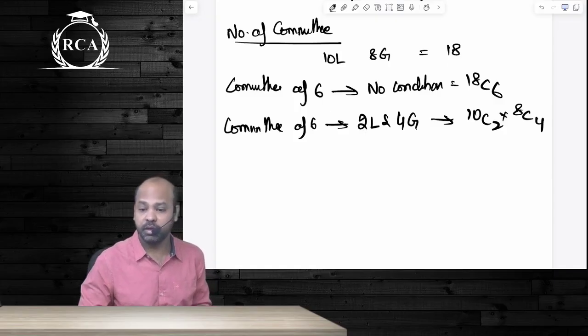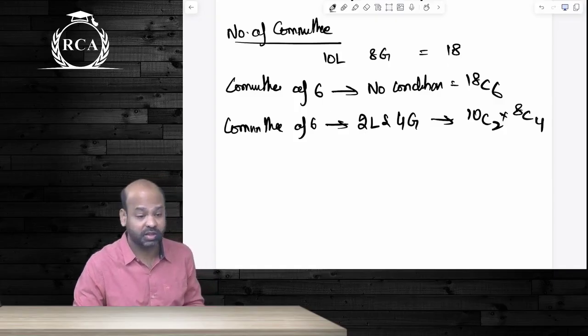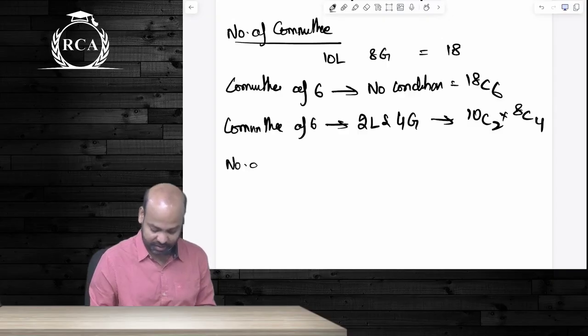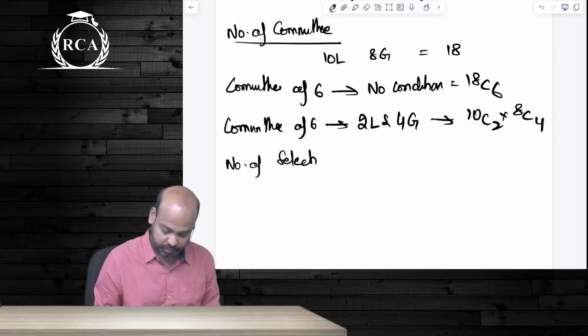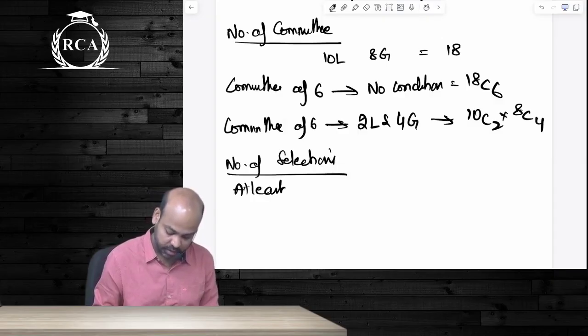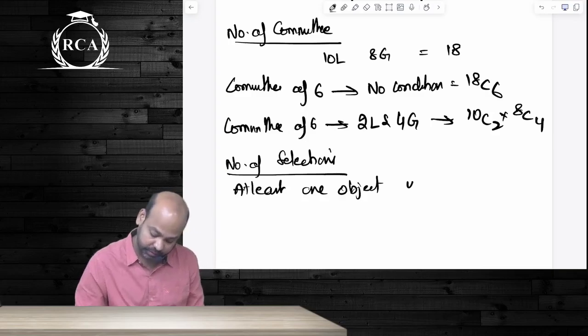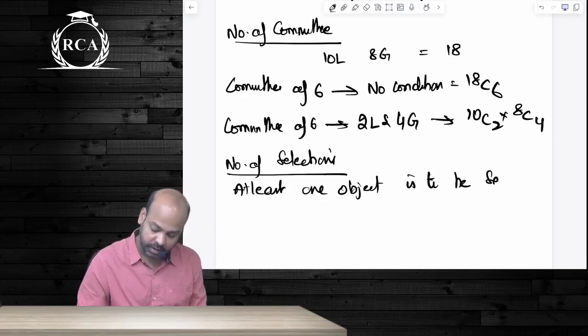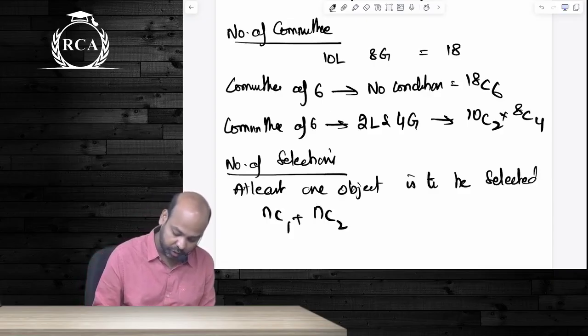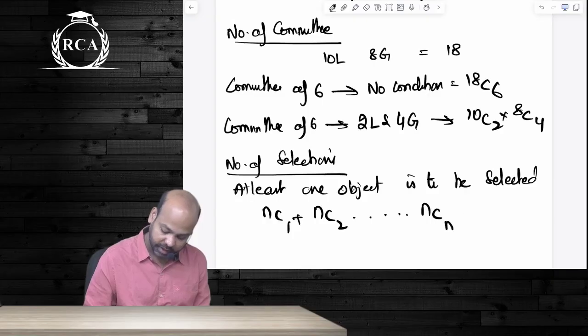Next, beta. Number of selections, guys, in which your objective is to select at least one object: 2 power n. At least one object is to be selected, you remember what that means, right? I said there are 2 ways of understanding this. Either you write NC1, NC2, and so on till NCN. This will automatically be equal to 2 power n minus 1.